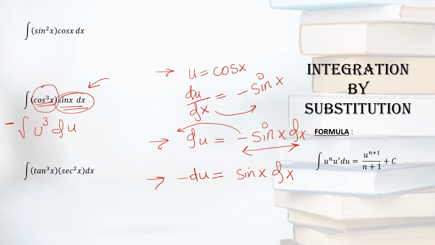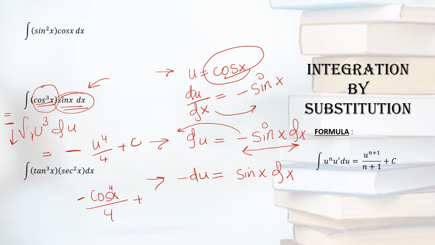Now again apply the power rule. The negative which is outside the integral sign, write down as it is. Add 1 to the power, so you will get u to the power 4 over 4 plus c. Now convert u into x values, that is cosine x. So in place of u, you will write negative cosine x to the power 4 over 4 plus c.